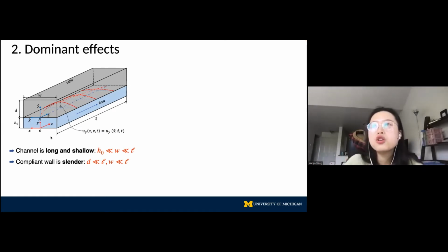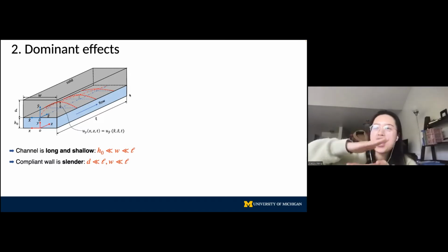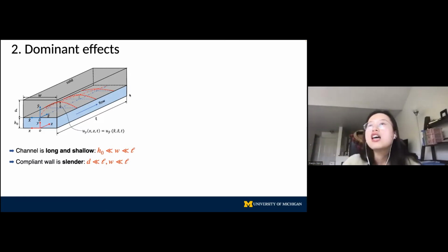There are a few important geometrical properties of this configuration. First of all, the channel is made very long and shallow, with its undeformed height much smaller than its width, much smaller than its length. Therefore, the channel itself is like a pancake, shallow and long. The compliant wall is made very slender. Its thickness and width are much smaller than its length.